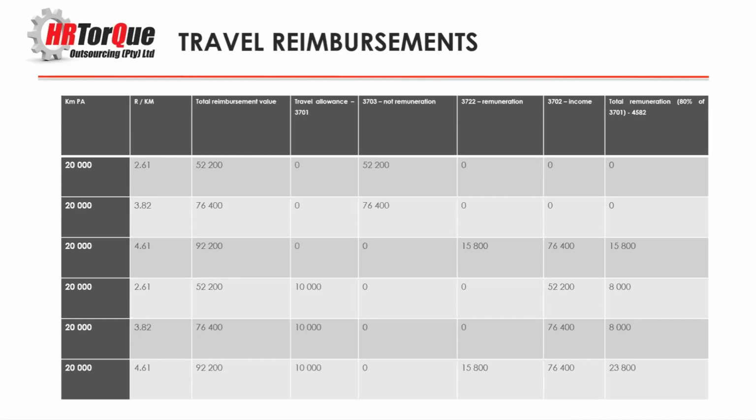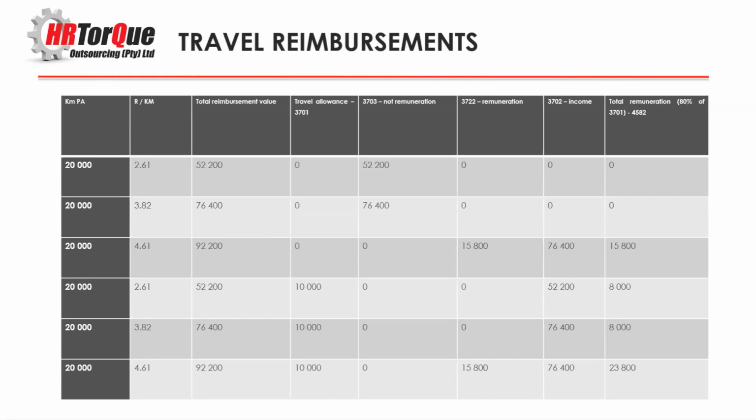Fourth scenario, two important things to note straight away. The employee is getting reimbursed less than the SARS rate, R2.61, but now he's getting a fixed travel allowance. Where an employee gets a fixed travel allowance and is reimbursed, the reimbursement cannot go into code 3703, because it falls outside the rules. Even though it is below R3.82 a kilometer, the employee is receiving a fixed travel allowance as well. So the 52,200 reimbursement will go to code 3702.